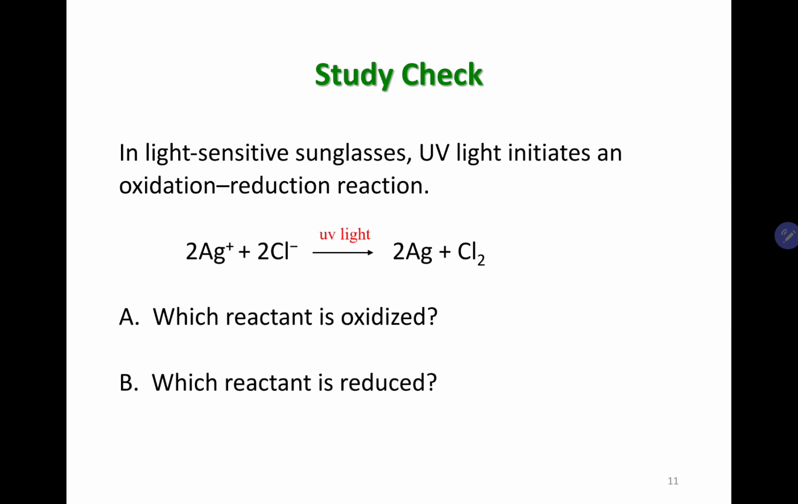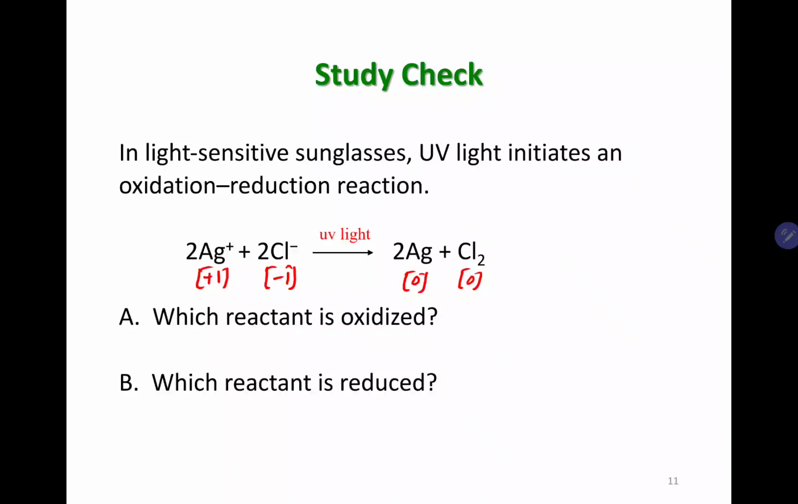First of all, whenever there is a reaction given, I want you to identify the oxidation numbers. For silver ion, the oxidation number is +1 from rule number 2. Chloride, the oxidation number is -1, once again from rule number 2. Silver metal, the oxidation number is 0 from rule number 1. Chlorine gas, the oxidation number is 0 from rule number 1. These are the oxidation numbers.